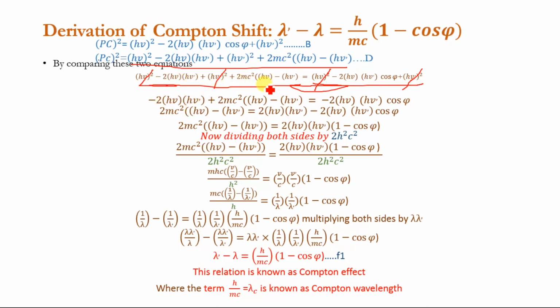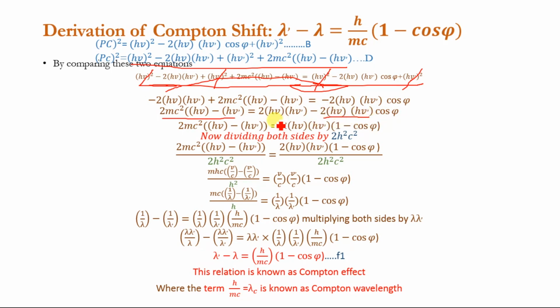−2hμ′ + 2mc²(hμ − hμ′), this one is equal to −2hμ′ cos φ. Now rearranging this equation, we will shift this to the right hand side. The remaining term is 2mc²(hμ − hμ′), this one, and when we transfer this from the left side to the right side, the sign changes, and it becomes 2 into hμ′ − 2hμ′ cos φ.